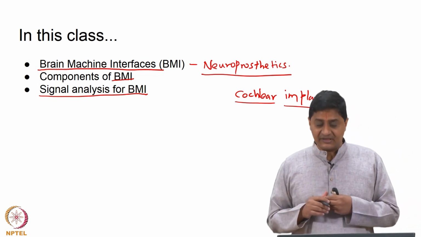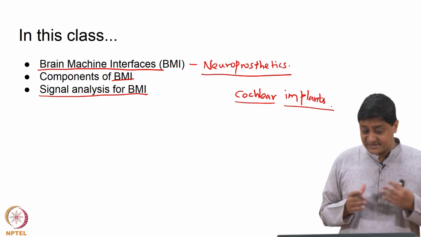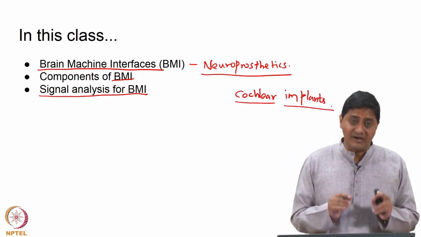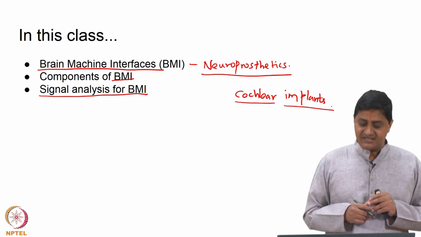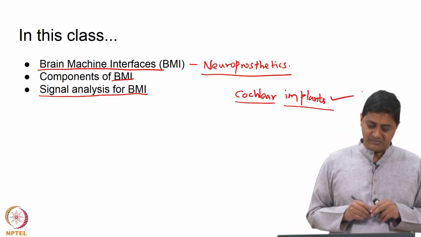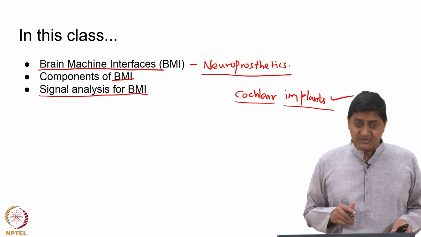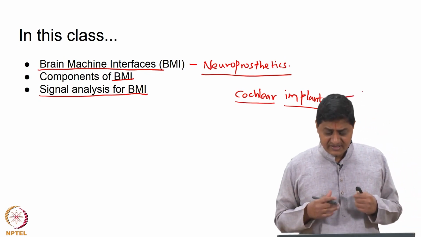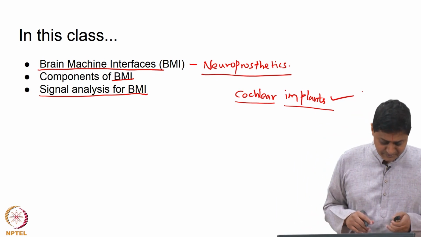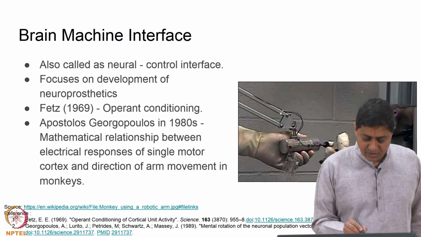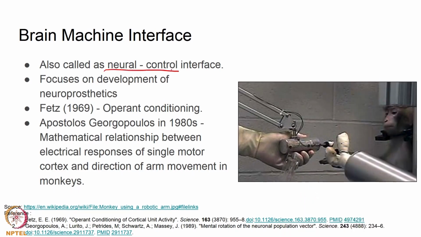So if we are to be successful in improving brain machine interfaces for movement, then we must learn the lessons from this field, from cochlear implants. But we are interested in this course on movements and improvement of movements. So we will continue our discussion on how this can be achieved using brain machine interfaces. So what is the goal? These are also called neural control interfaces. So the goal is to develop prosthetic devices, right.